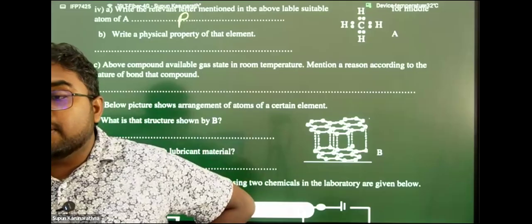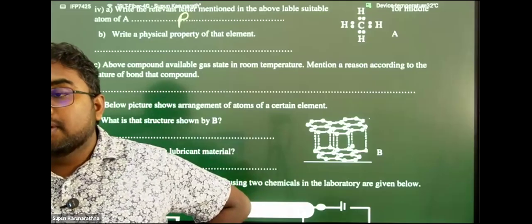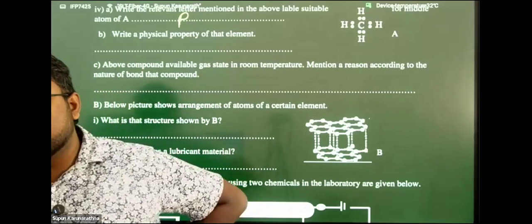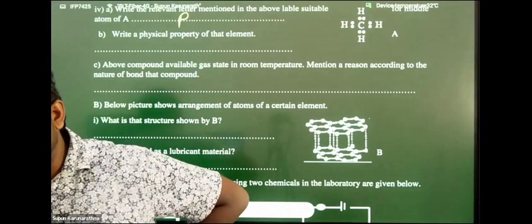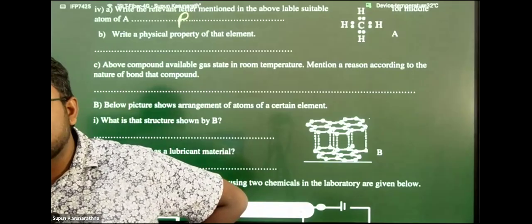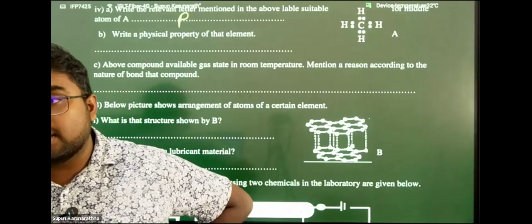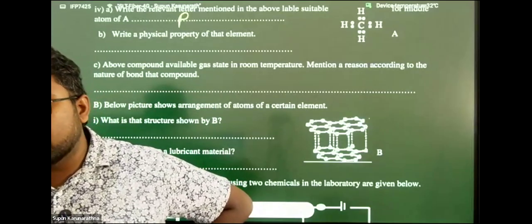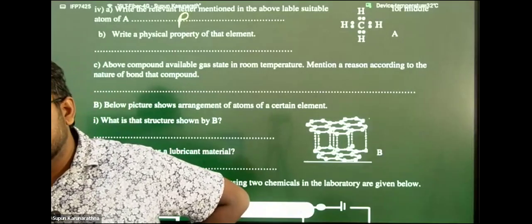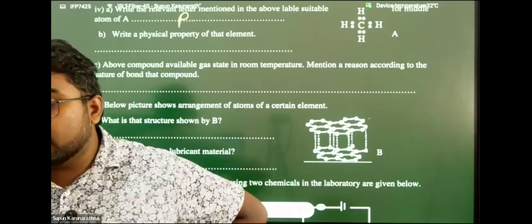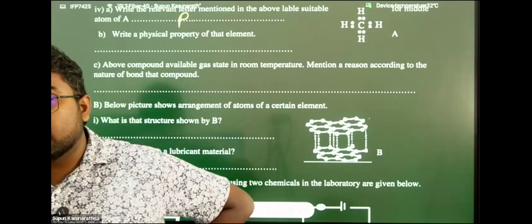Above compound is available in gas state at room temperature. Mention the reason according to the nature of the bond of the compound. It's a gas, CH4, methane. The methane has covalent bonds, it is a covalent compound. The reason is that the force holding the layers is very weak.